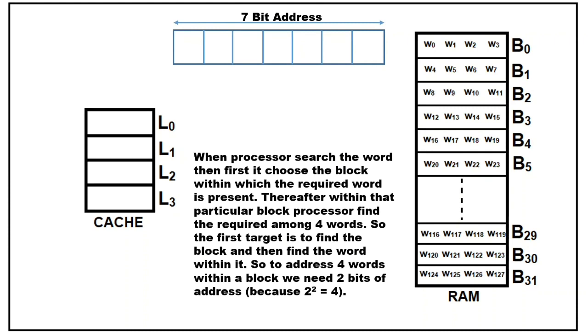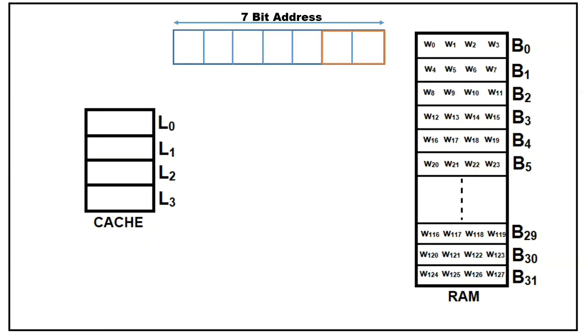Now when the processor searches for the word, first it chooses the block within which the required word is present. Thereafter, within that particular block, the processor finds the required word among 4 words. So the first target is to find the block and then find the word within it. So to address 4 words within a block, we need 2 bits of address, because 2 square equals 4. I already discussed this part in my previous video, so I think it is clear. So these 2 bits of LSB actually denote the block offset.